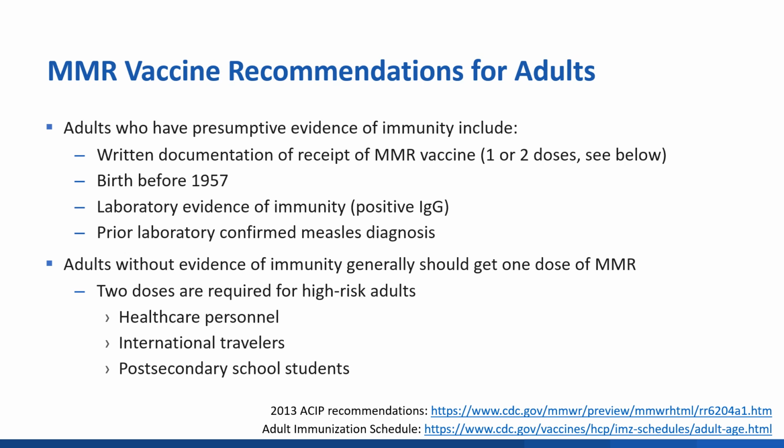And it's important to note here that a clinical diagnosis of measles alone is not sufficient, partly because of the measles mimickers we discussed previously that could provide a false reassurance about future measles immunity. So adults generally are considered to have presumptive evidence of immunity if they have 1 documented dose of MMR. And adults without other evidence of immunity generally should get 1 dose of MMR. 2 doses, however, are required or recommended for adults at high risk of exposure or those in settings where the risk of transmission might be high. So this includes healthcare personnel, adults who will be traveling internationally, and post-secondary school students, which includes all schooling after high school.